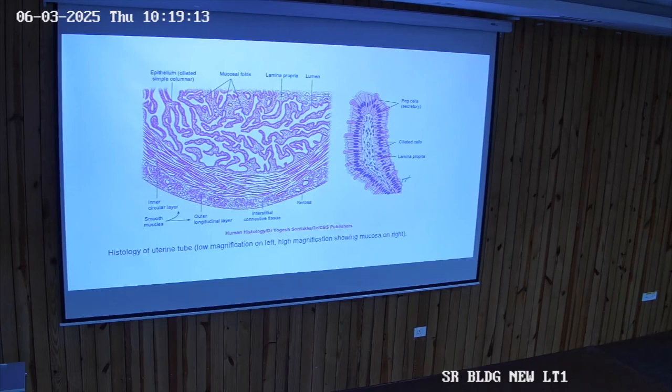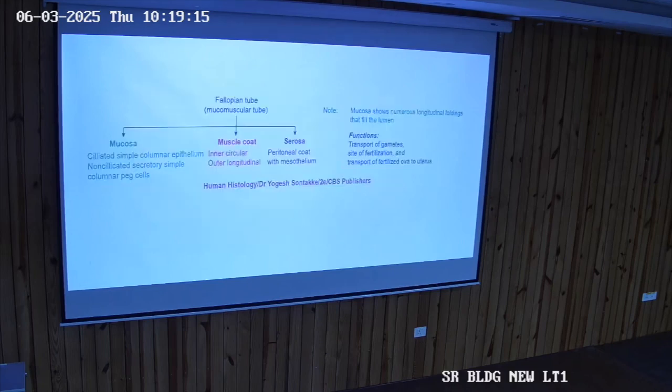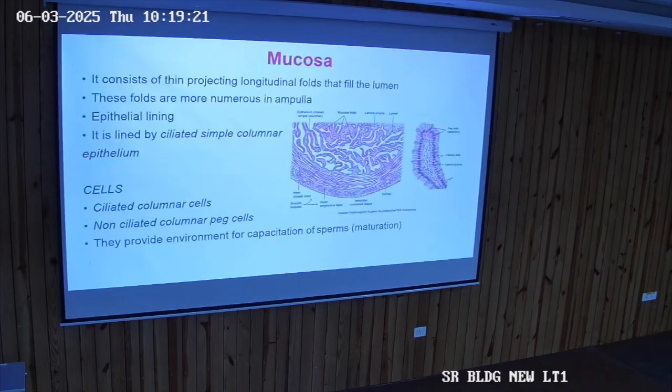This is the picture of the fallopian tube. Now it has mucosa, muscle coat and serosa. I'll come back to this again. So mucosa consists of thin projecting longitudinal folds that fill the lumen, and this mucosal fold is bearing the epithelium. The epithelium here is columnar epithelium, and this is ciliated epithelium. Where else have you seen this epithelium?